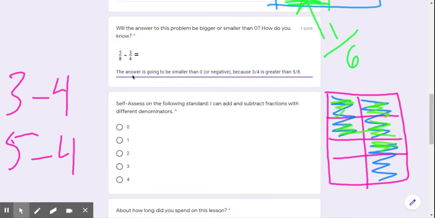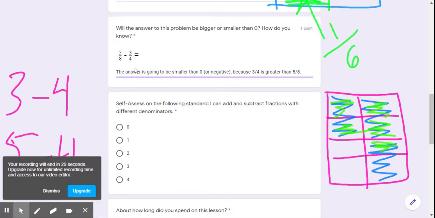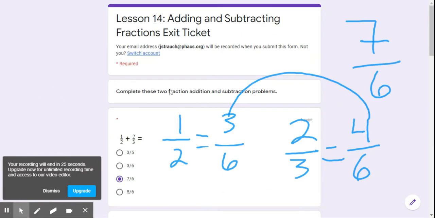Okay, if you're feeling good about this stuff, great. Get ready for next week's lessons. If you're still confused, head back to the Learn section for lesson 14.